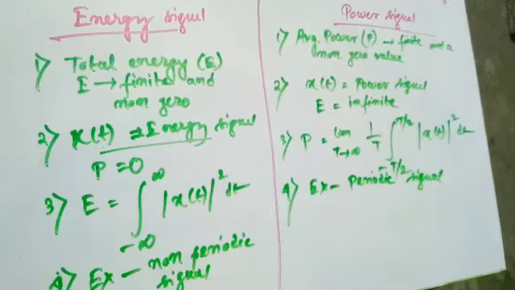Obviously, there are some exceptions for both cases. That means some typical kinds of non-periodic signals may not be energy signals. Similarly, some signals that are periodic in nature may not be called power signals. But they are the exceptions. For most cases, all energy signals are non-periodic in nature and all power signals are periodic in nature.